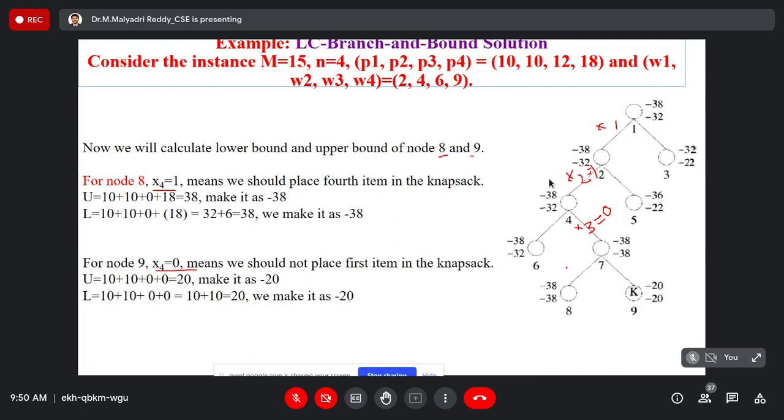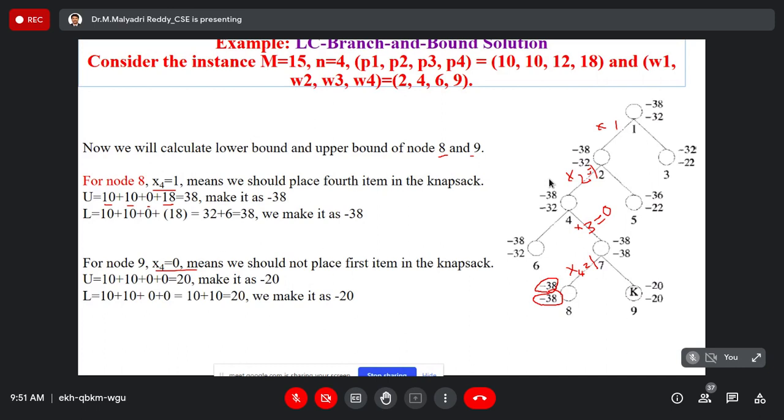If I include the fourth object, x4 is equal to 1. This boundary function is calculated at the previous step. So upper bound is nothing but 10 plus 0 (x3 is equal to 0) plus 18. That is 4 objects, from which we simply discard the third object. Remaining objects are included. Its boundary function is minus 18, minus 38. This is the lower boundary, this is the upper boundary. So while including the fourth object into the set, the lower bound is minus 38 and upper bound is minus 38.